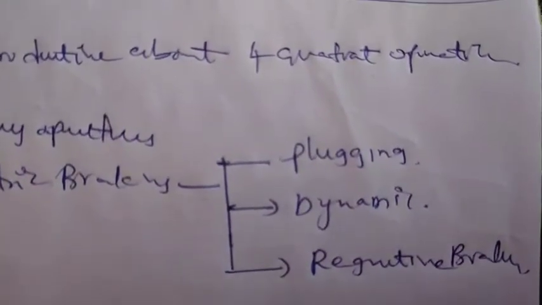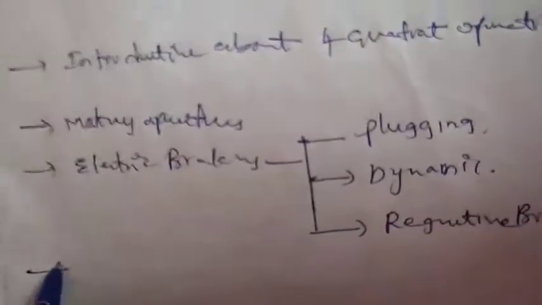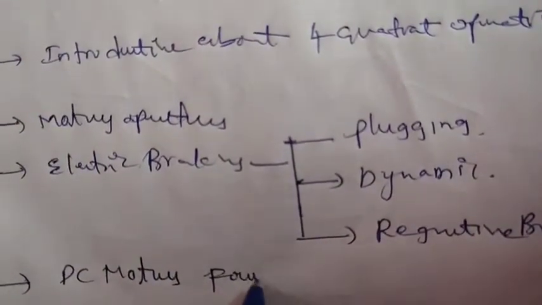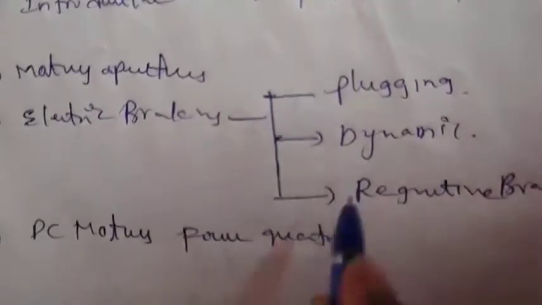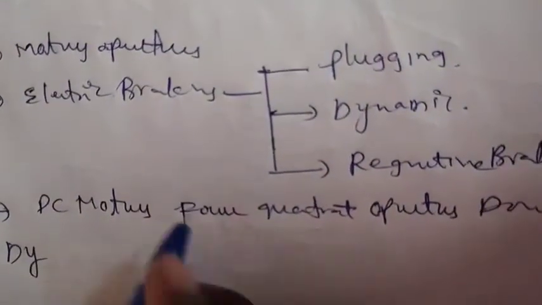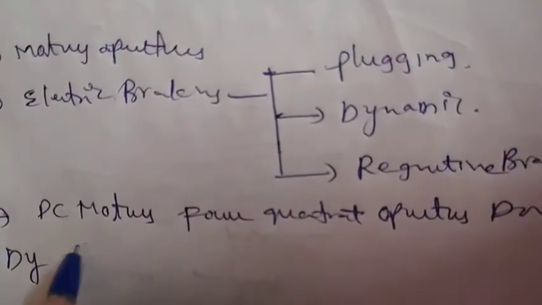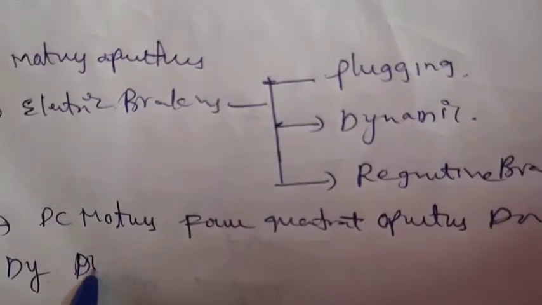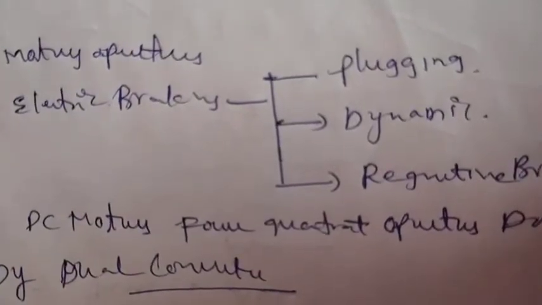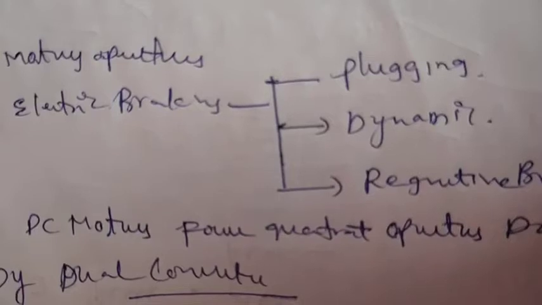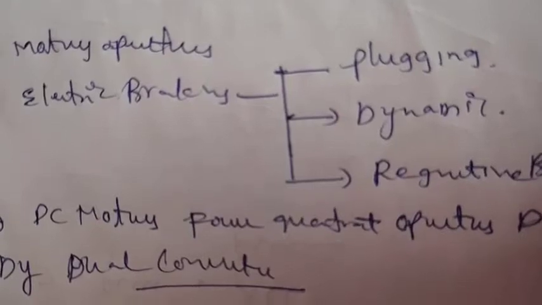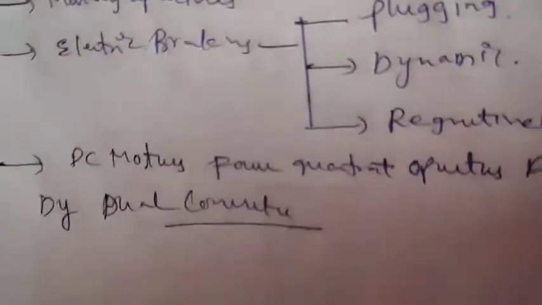Next, four quadrant operation of a DC motor by dual converter. DC motor four quadrant operations are done by dual converters. A single phase converter has two quadrants. When you connect another single phase converter in back to back connection, we can operate in four quadrants. So next, closed loop operation of a DC motor.